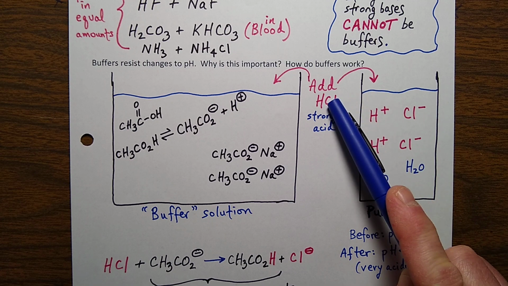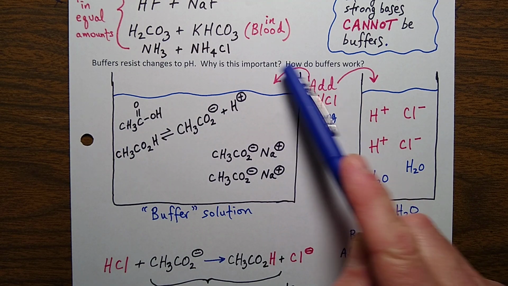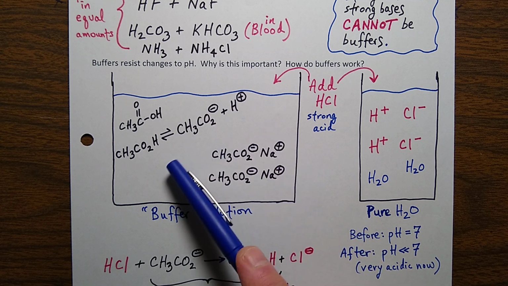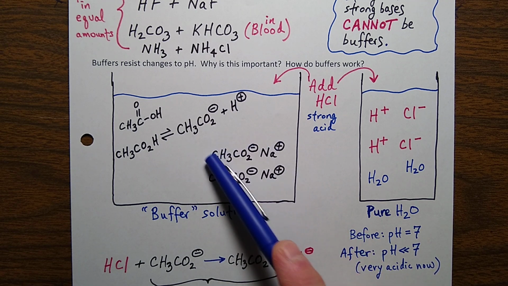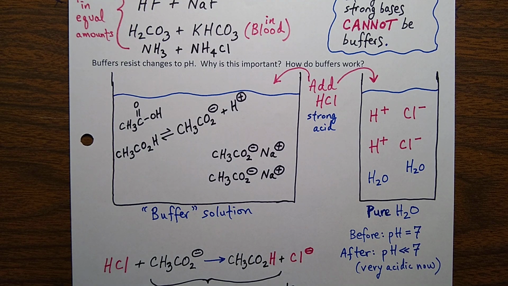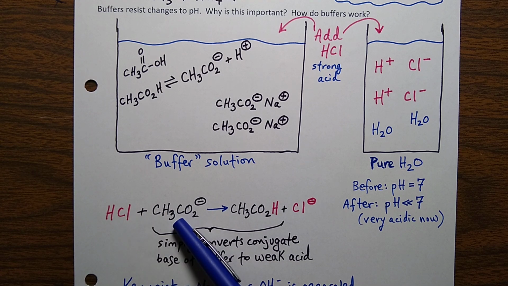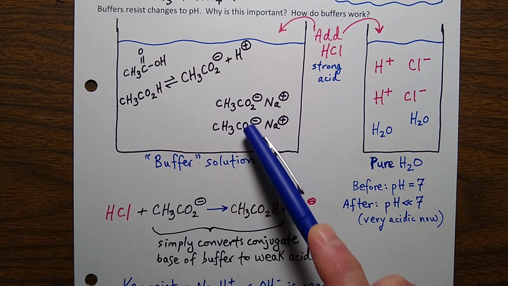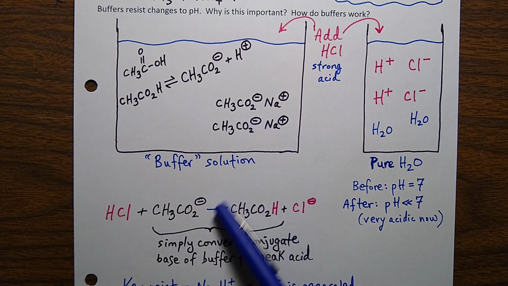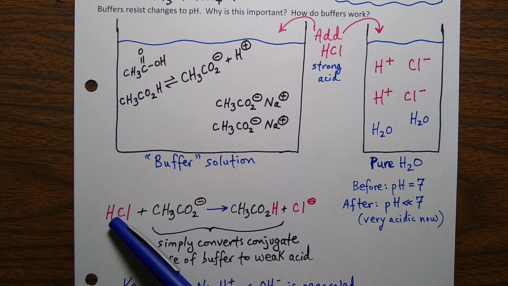Contrast that with what would happen when you add HCl to a buffer solution. When you add HCl to a buffer, the buffer has a weak base that will neutralize the added HCl. So this reaction would occur here. HCl will react with the large amount of acetate ions that are already there in the solution, and the acetate ions completely react with the HCl.